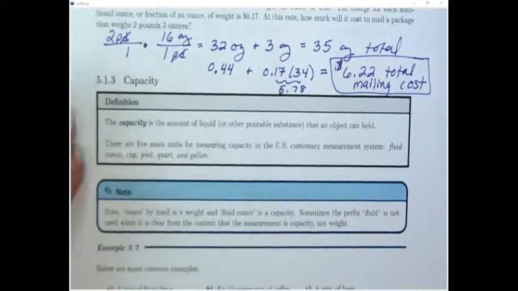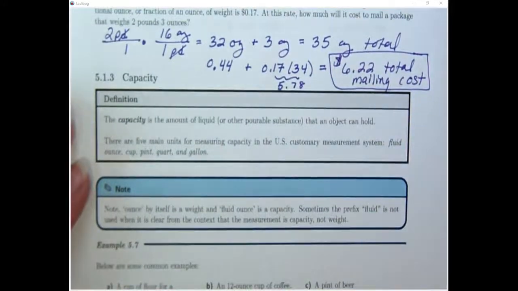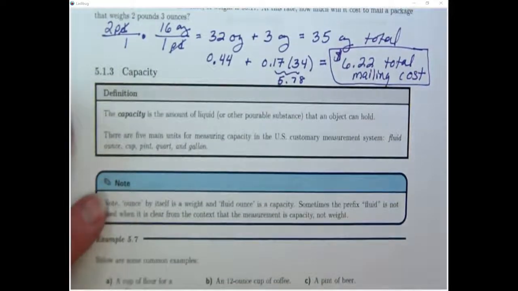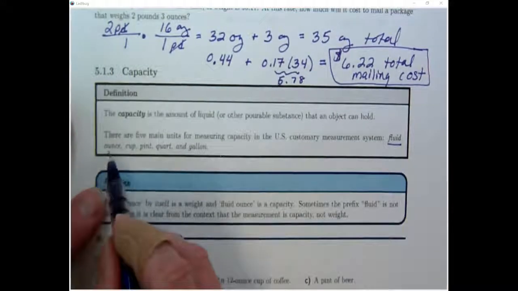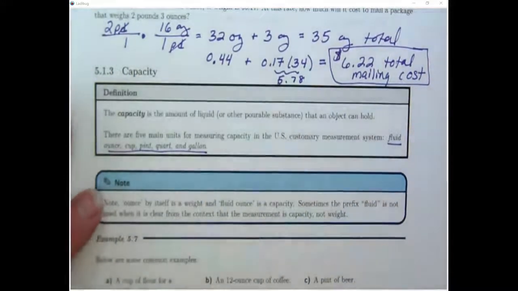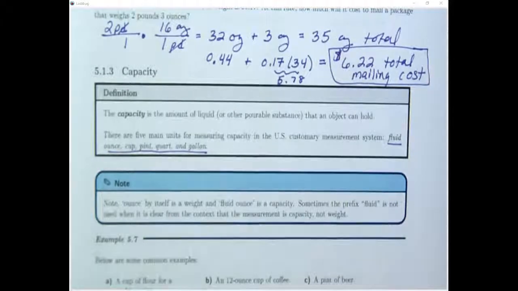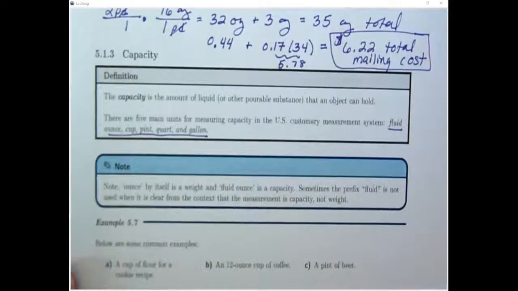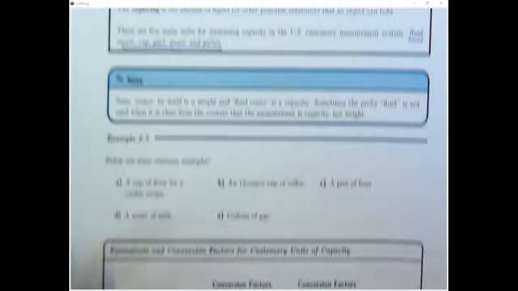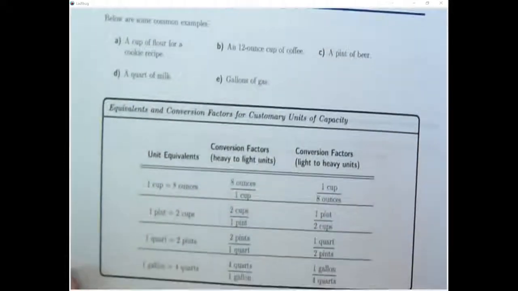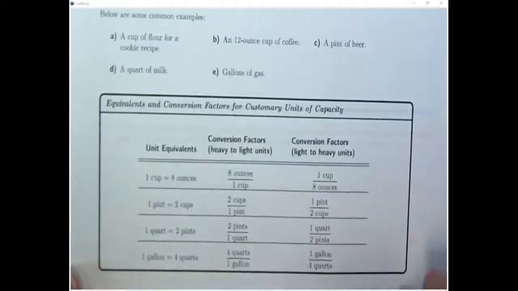Capacity is when we have liquid or some type of pourable substance. This one I feel like is kind of challenging to remember what equals what. There's a lot of them. We have fluid ounces, cups, pints, quarts, gallons. And there again are some examples and the conversions.